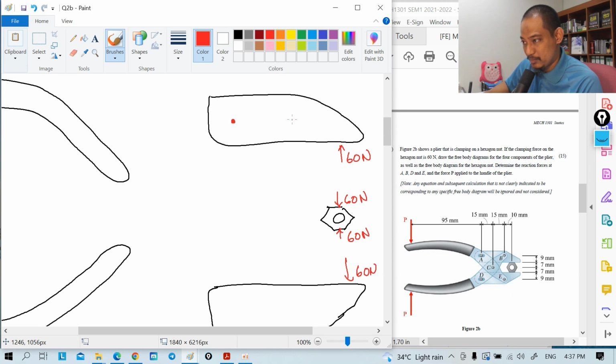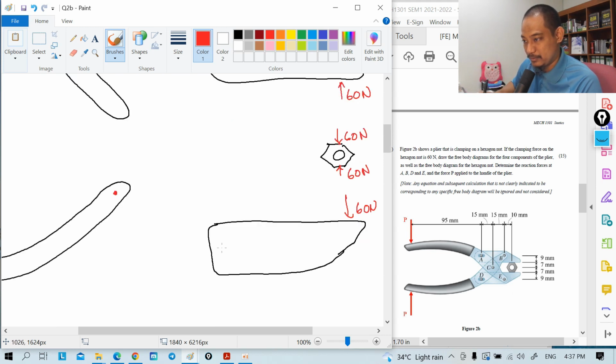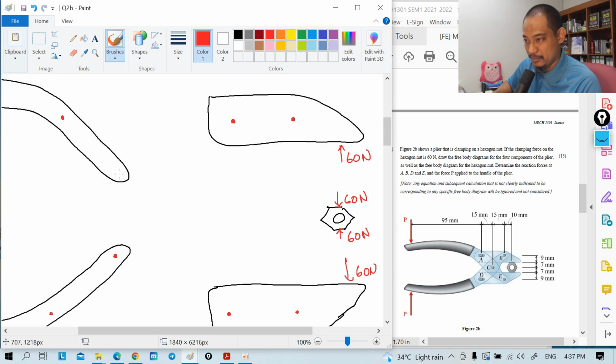Now, this portion here, what we want to call this AB portion, has point A and point B, right? And point B is linked to this one, and point A is linked to this one, somewhere there, right? Similarly down here, we have E and D, and point D is linked here, point E is linked here, basically, right? Now we do one by one.